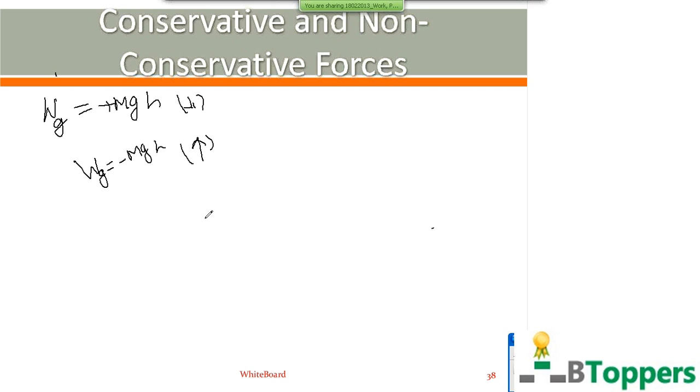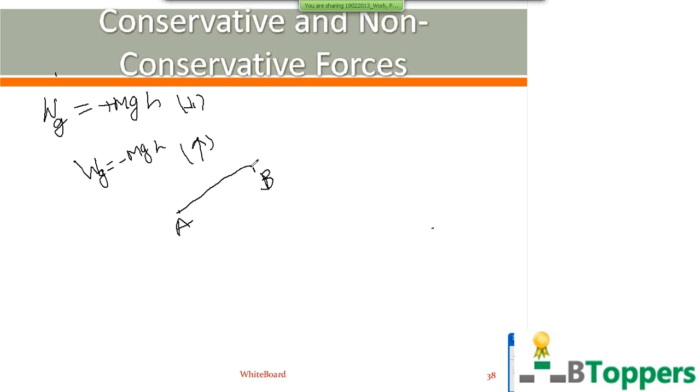So in general, the work done by a conservative force acting on a particle when the particle is displaced from one position A to another position B in the conservative field is independent of the path followed by the particle. It is the same for different paths. But the work done by a non-conservative force depends on the path followed.